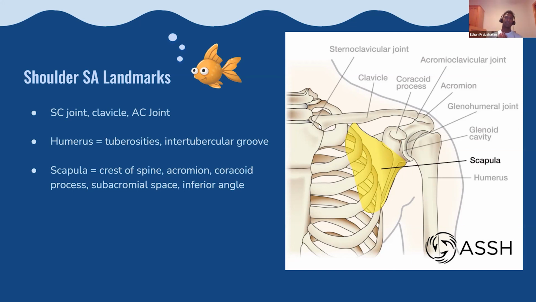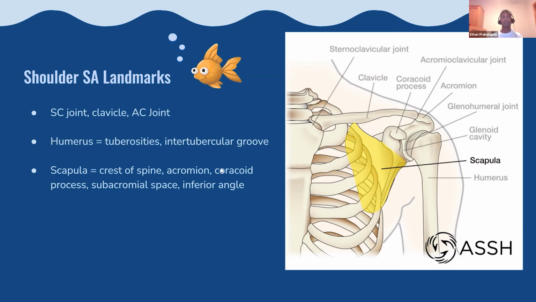So you can start at the SC joint and just feel along the clavicle until you get to the AC joint. You can feel a little ridge there. You need to feel the tuberosities of the humerus and the groove in between them, which is where the long head of biceps runs. The scapula, which is your shoulder blade. You can feel the crest of the spine.